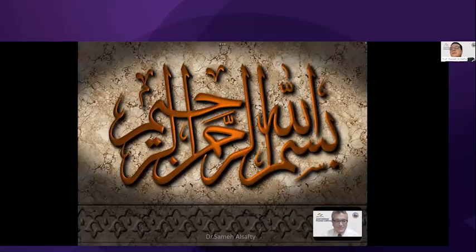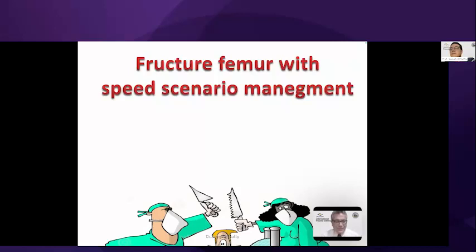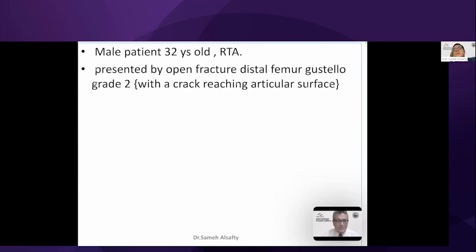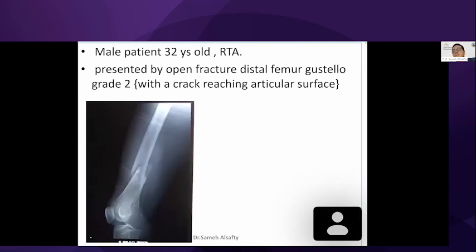Fracture femur with speed scenario management. Male patient, 32 years old, RTA, presented with open fracture distal femur Gustilo grade 2 with a crack reaching the articular surface.